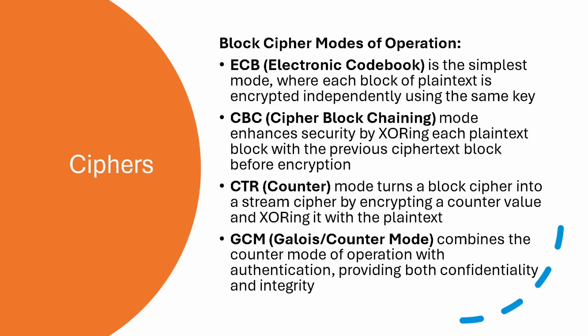GCM, or Galois Counter Mode. It combines the counter mode of operation with authentication, providing both confidentiality and integrity. It encrypts data and provides a MAC, or a message authentication code, to verify data integrity. Just like counter mode, it supports parallel processing for high efficiency and high speed.